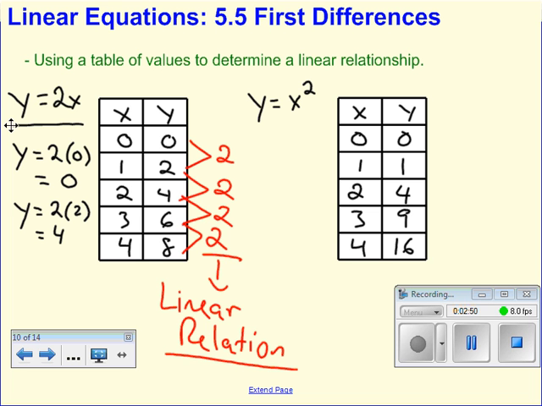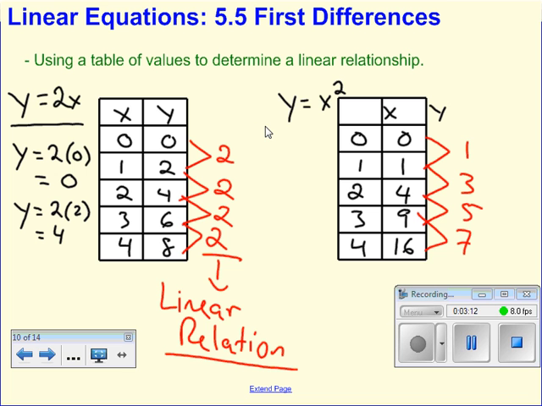I do a very similar first difference. The difference between 1 and 0 is 1. 4 minus 1 is 3. 9 minus 4 is 5. And 16 minus 9 is 7. These are inconsistent. Therefore, this y equals x squared is not linear.